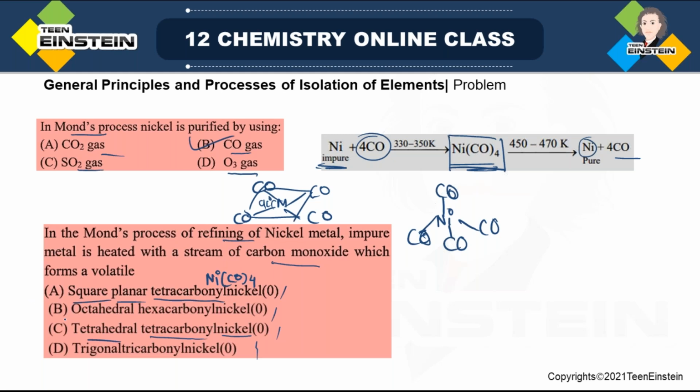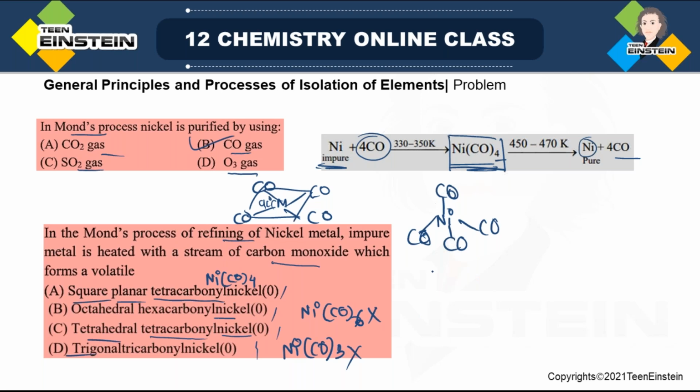And option B is octahedral hexacarbonyl nickel. Hexacarbonyl nickel means it will be like this, but this is not the correct option, because we have already seen it is tetracarbonyl, not hexa. And the last option is trigonal tricarbonyl nickel. Tricarbonyl means 3 CO, but that is also not correct. So B and D we can easily cancel, but among A and C, which one will be correct, that we have to see.